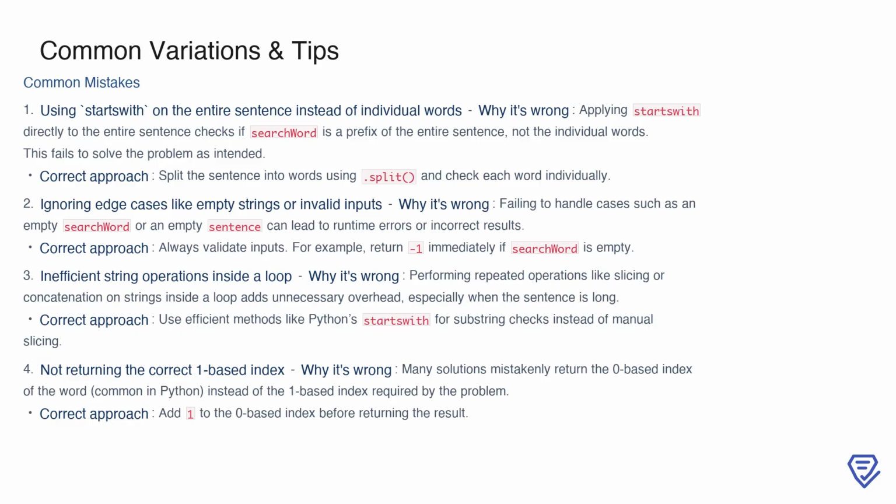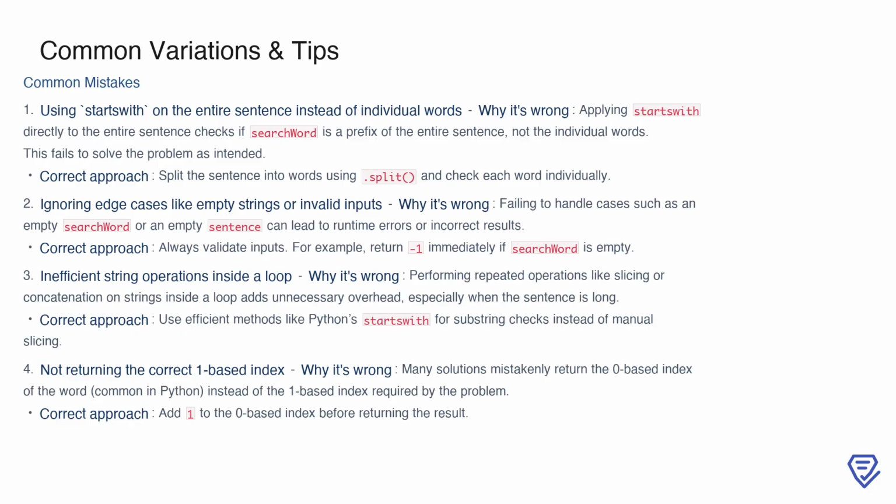individually. Another frequent oversight is ignoring edge cases such as empty strings or invalid inputs. For example, if the search word is empty or the sentence itself is empty, the solution might either break or give unintended outputs. A good practice is to validate inputs upfront and return -1 right away for invalid cases. Additionally, watch out for inefficient string operations inside loops. Repeated slicing or concatenation can add significant overhead, especially with longer sentences. Instead, leverage optimized methods like Python's startswith to check prefixes directly.